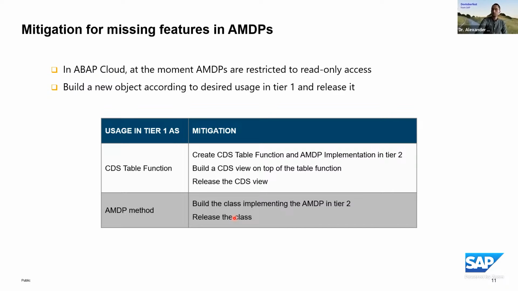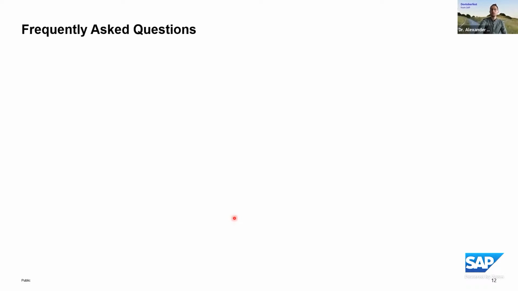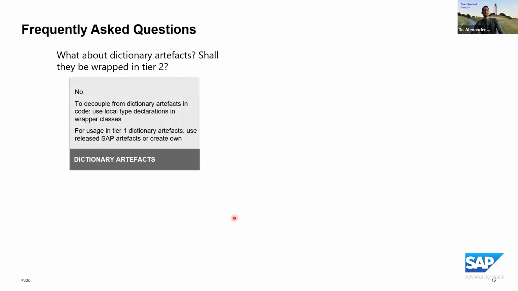Okay, now you know the mitigation possibilities that we offer using tier 2, and you also know the setup and the governance, ABAP test cockpit features, and so on. So now I would like to directly answer some frequently asked questions, because they really come up very frequently, and they are also very important points. So the first thing is, what about dictionary artifacts? Shall dictionary artifacts also be wrapped in tier 2? And the answer is no.